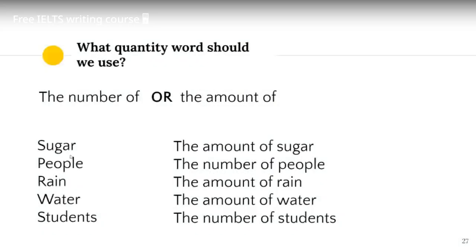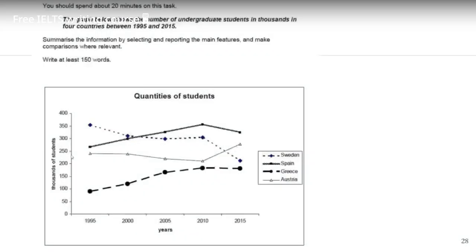Now the lesson gets a little bit more interesting. By interesting, I mean a bit more advanced. Now we'll look at this line graph. I hope you can all see it. First we'll learn how to write an introduction, okay? This one is about undergraduate students. Undergraduate students are students who are at university right now, studying at university. It's in 4 countries between 1995 and 2015. So it's about quantities of students. Let's learn how to write an introduction.